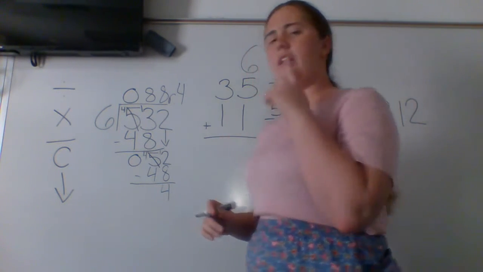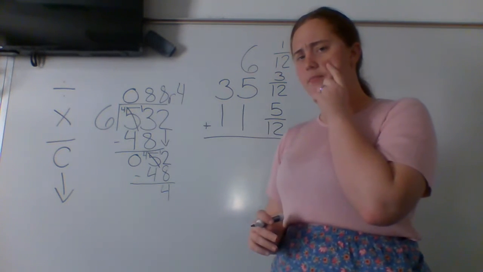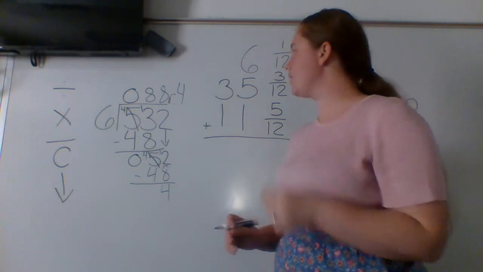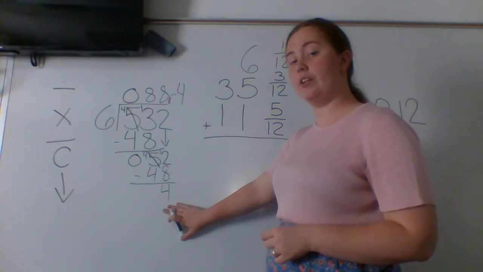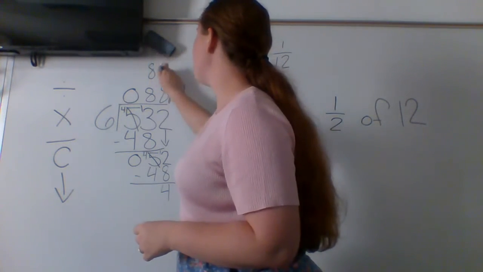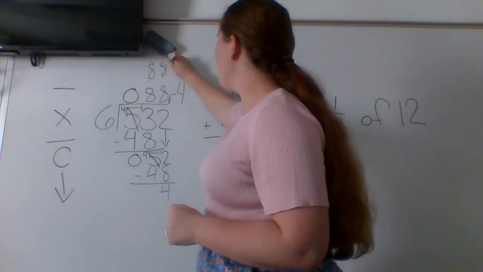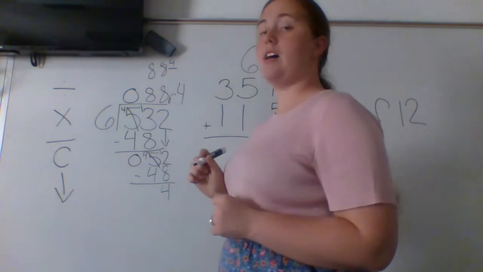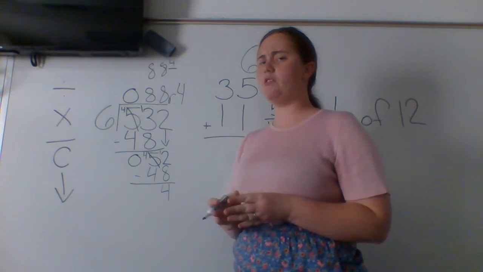Okay? If I was going to write a remainder as a fraction, how would I do that? I would take my remainder down here. That would become my numerator. So my answer is 88, and I would write my remainder on the top. And then what number would be my denominator? Does anyone remember?